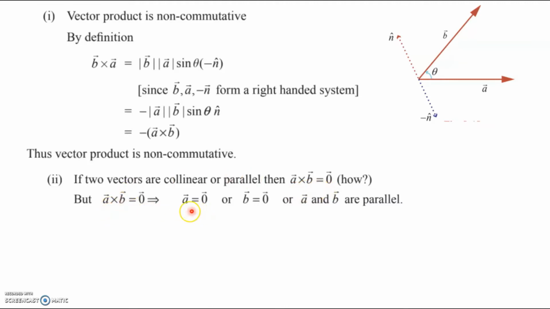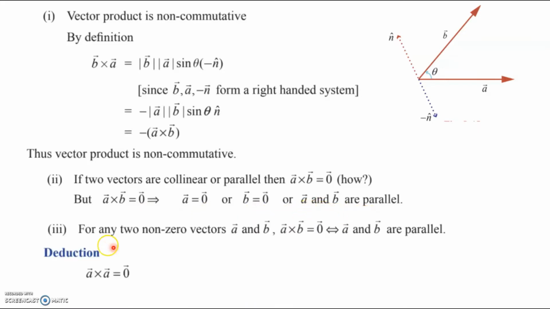So further we can infer that if we have A cross product with B as a 0 vector, it could either mean A is 0 or B is 0, or A and B are parallel. So we can further say for any two non-zero vectors A and B that A cross product with B equal to 0 would imply that A and B are parallel. We know that if the cross product is equal to 0, these are the three options. But here we eliminate these two options by saying that they are non-zero vectors. So A and B are parallel. Further, we can say that A cross product with A will always be 0 vector.